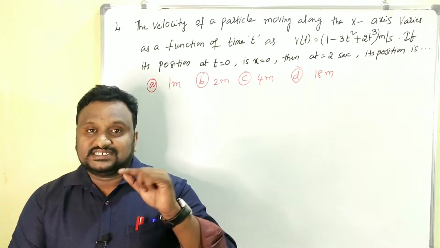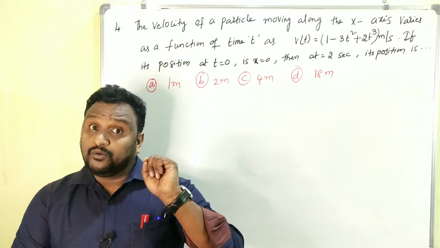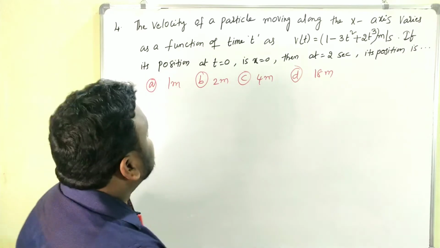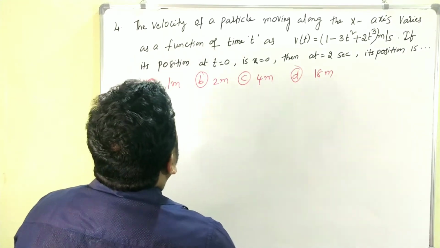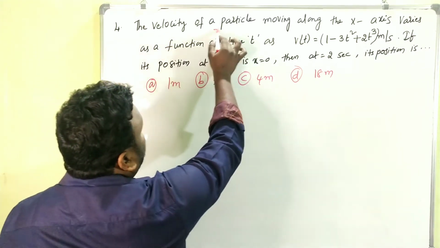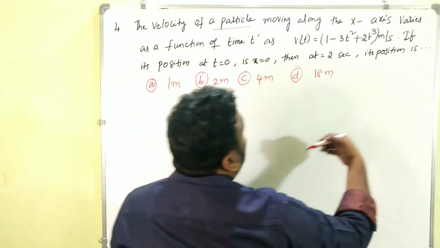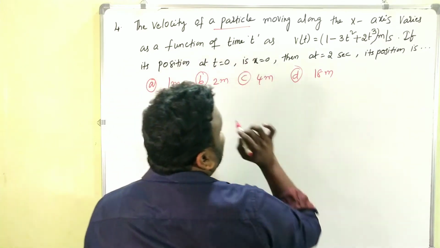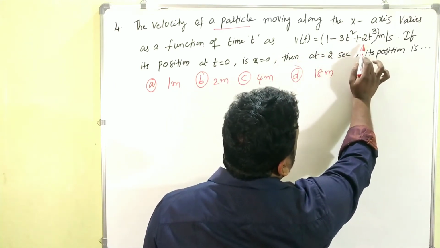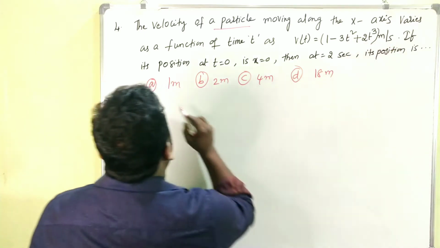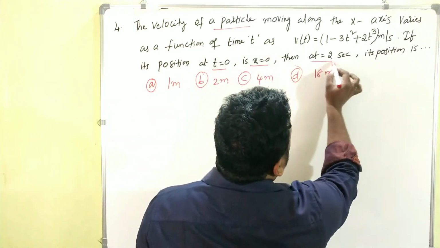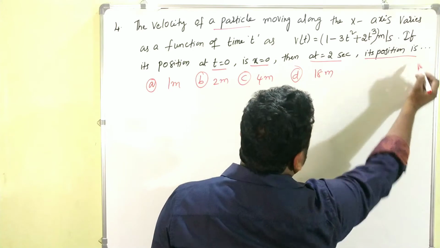See the next question. This is the relation between the velocity and displacement in the combination of integrations, so one of the important models. Watch it. The velocity of a particle is moving along the x-axis and varies as a function of time t as v of t is equal to 1 minus 3t square plus 2t cube meter per second. If its position at t equals 0 is x equals 0, then at t equals 2 seconds, its position is.